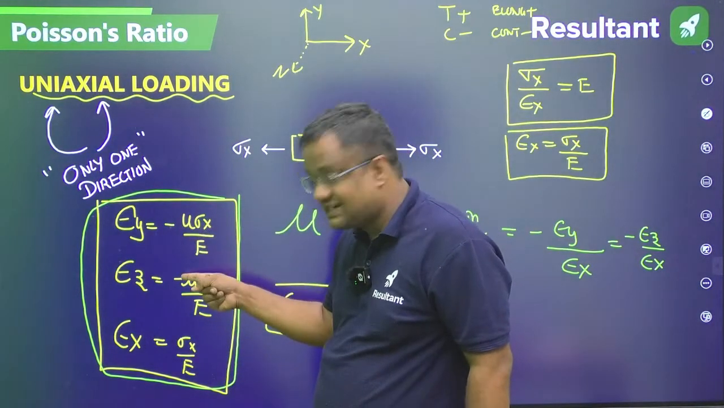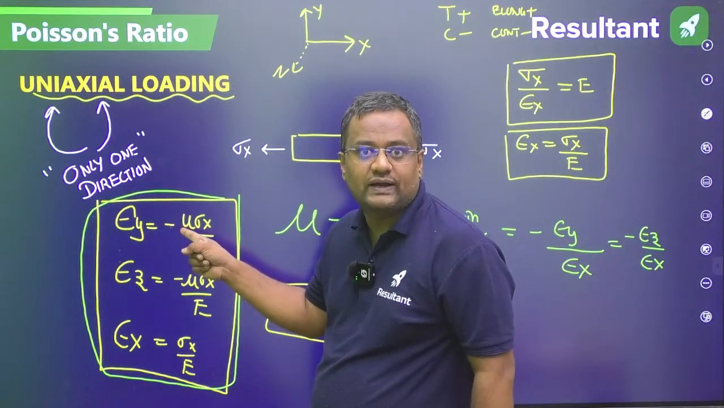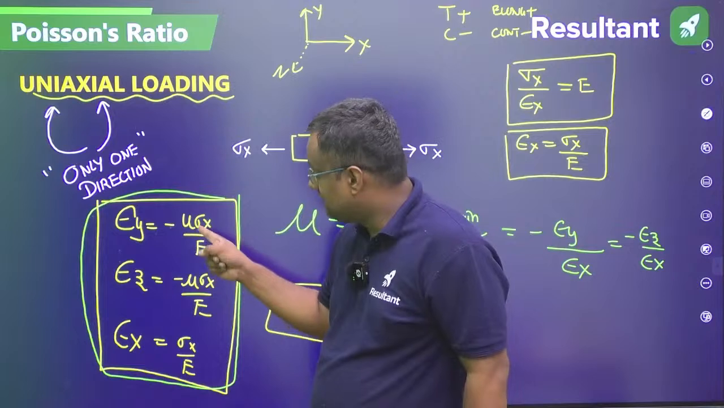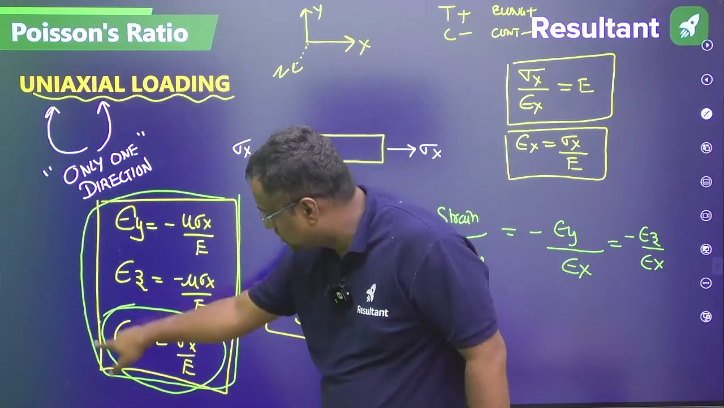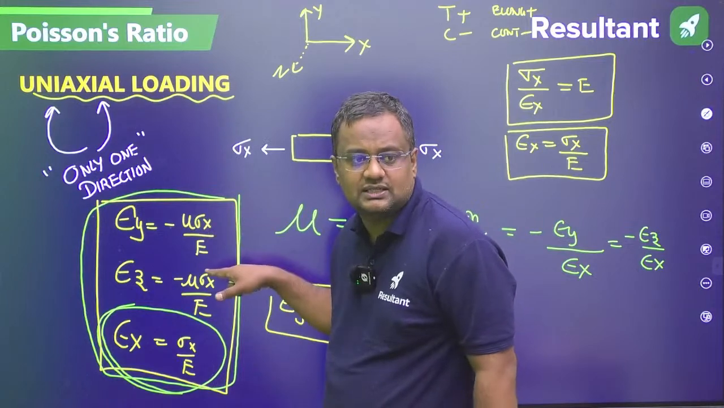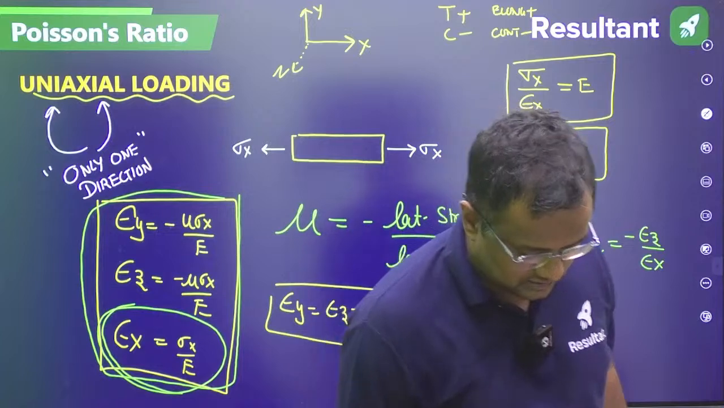Why is this a negative sign? I told you, because if it is elongating, this is contracting. Sign has to be different for metals. And why is mu there? Because, guys, the magnitude of the longitudinal strain has to be more, and this has to be lesser by mu times. Understood, guys? In this way also you can understand this.